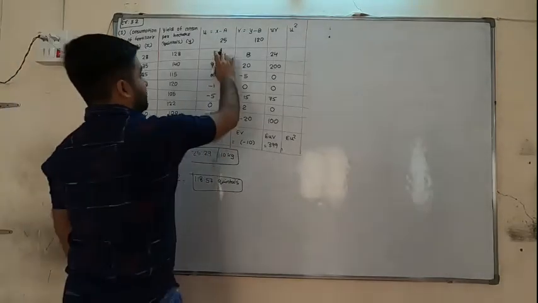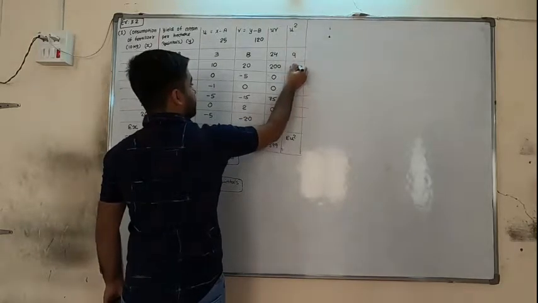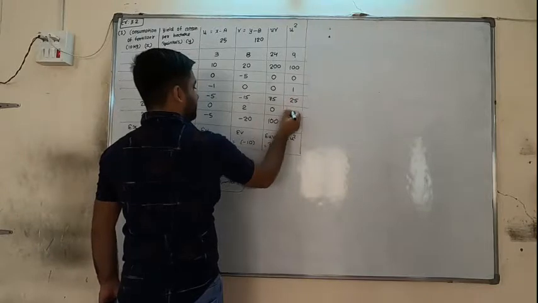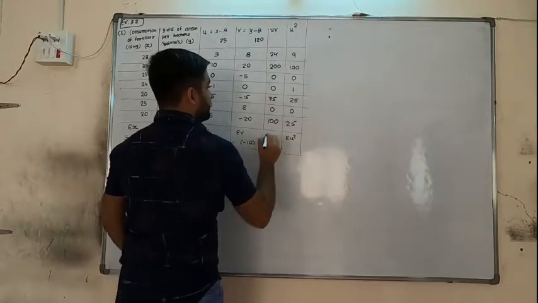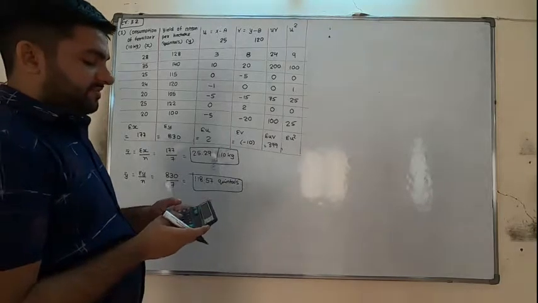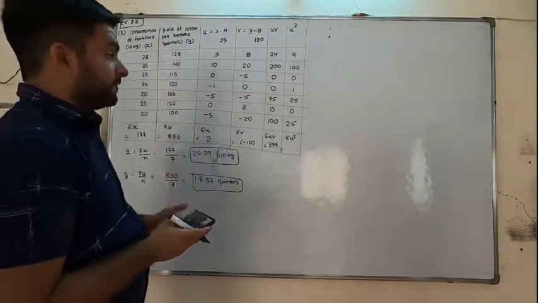U square. 3 square is 9, 10 square is 100, 0 square 0, 1 square 1, 5 square 25. 0, 0, 5 square 25. 9, 100, 1, 25, 25. So it's 160.